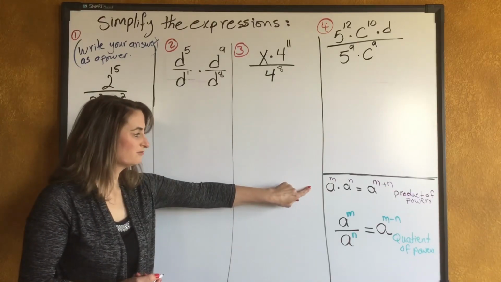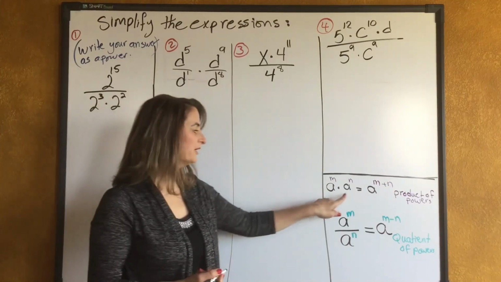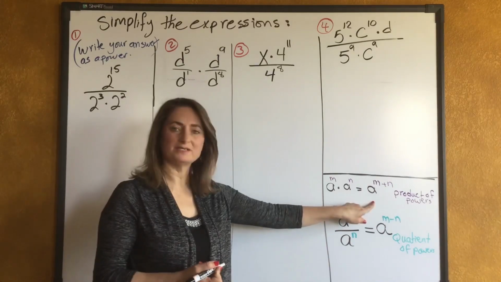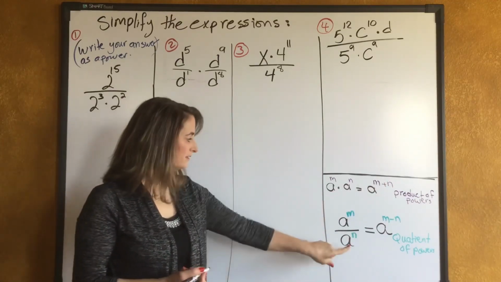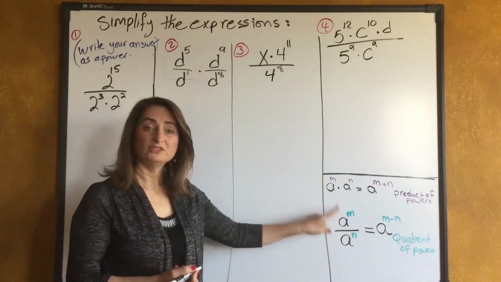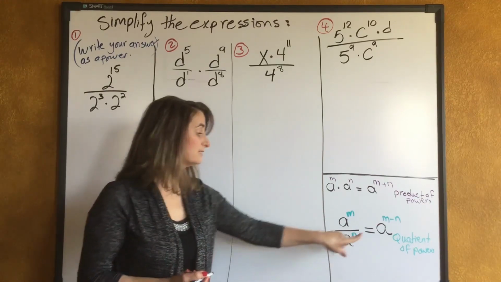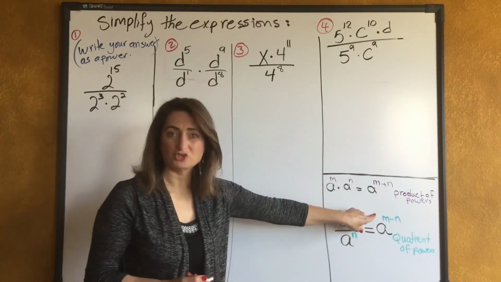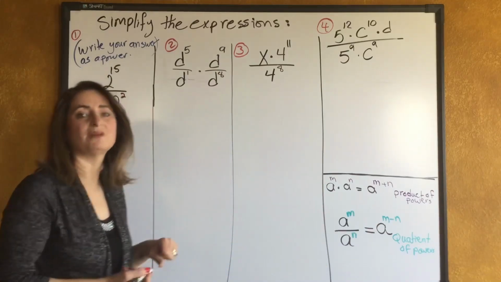One of them is the product of powers. That states when you are multiplying two powers with the same base, you keep the base the same and add the exponents. The second one is the quotient of powers. When you're dividing two powers with the same base, keep the base the same and subtract the exponents.